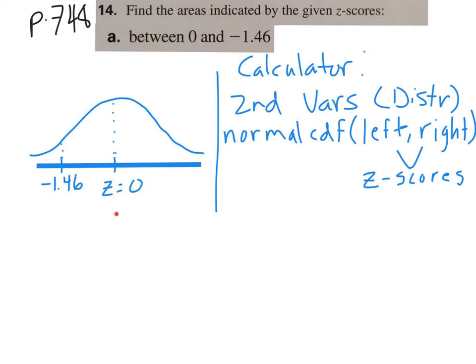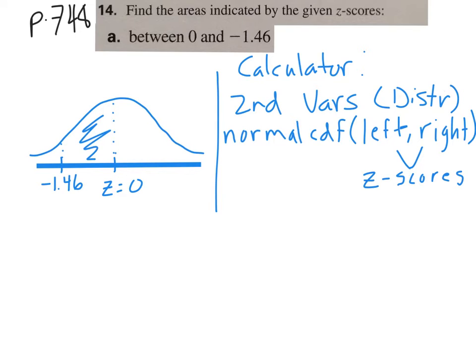Here's your standard normal distribution. z equals 0 is right in the middle, and -1.46 is somewhere off to the left because it's negative. We're trying to figure out what percent of the values lie within this range right here. Again, we can't apply our rule from last time because we don't have just one standard deviation, we have 1.46 below. So instead we're going to use a function on the calculator.